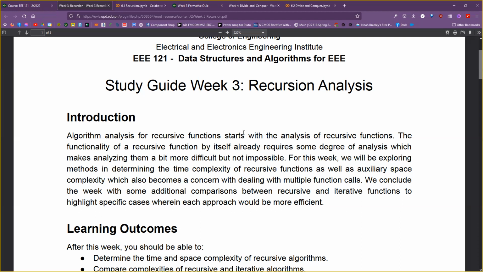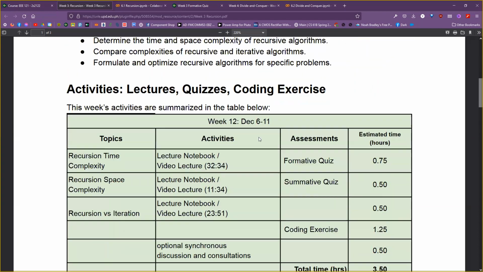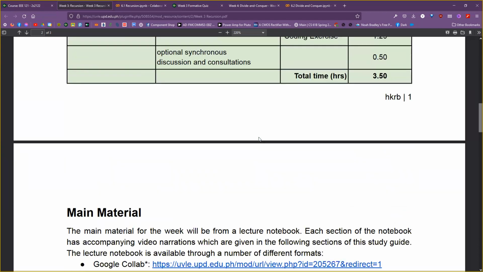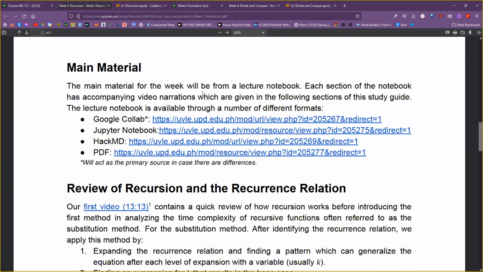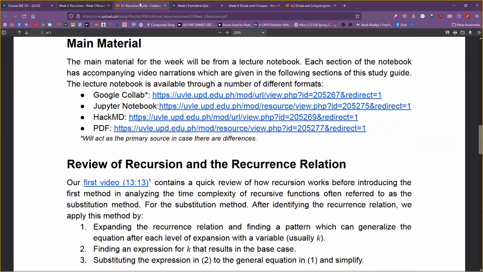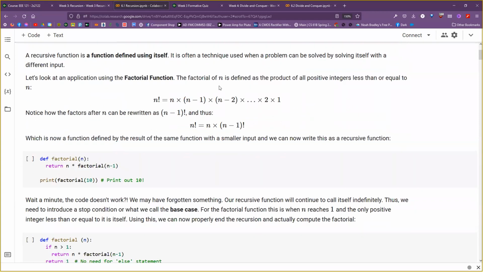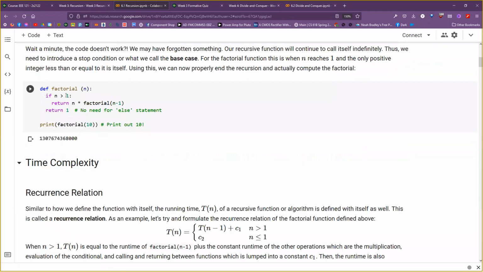So recursion, medyo mas mahirap siyang tignan, or I guess from the looks of it, hindi siya ganun kadaling i-analyze. So let's go to our main material. Meron tayong factorial na function like this one. It's calling itself. So paano natin kukunin yung time complexity ng ganitong mga functions?